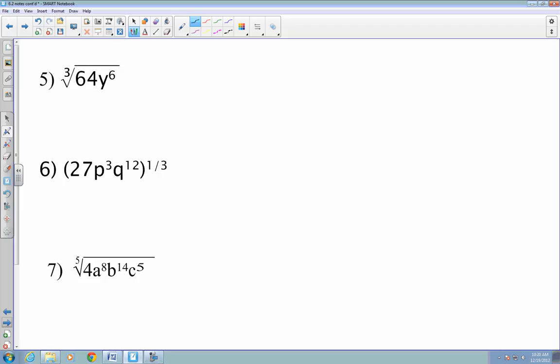The cube root of 64y to the 6th. First off, the cube root of 64, you should know that one by now. That's 4. Now the easiest way to simplify inside of here: y to the 6th to the 1/3. 6 times 1/3 is 2. So I have 4y squared. Now, if this was still a fraction, I would need to put it back into radical form, but since it's not, I'm done. Okay? Next one.